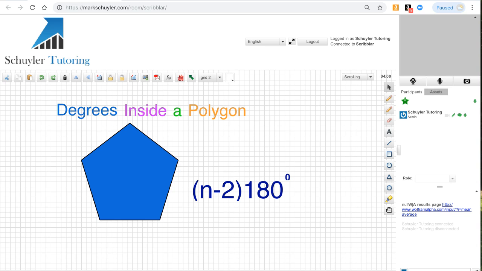And as you can see here, I have provided the formula, the quantity n minus 2 times 180 degrees. By the way, n stands for the number of sides. So let me go ahead and label that for you right away. Now, in the polygon that I've drawn here, the 5-sided polygon, well, we call that a pentagon.